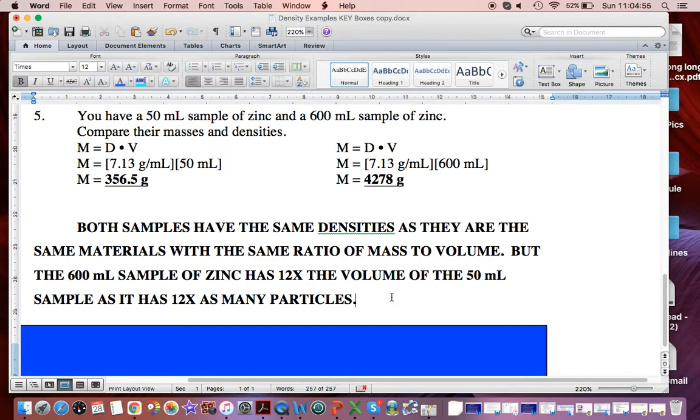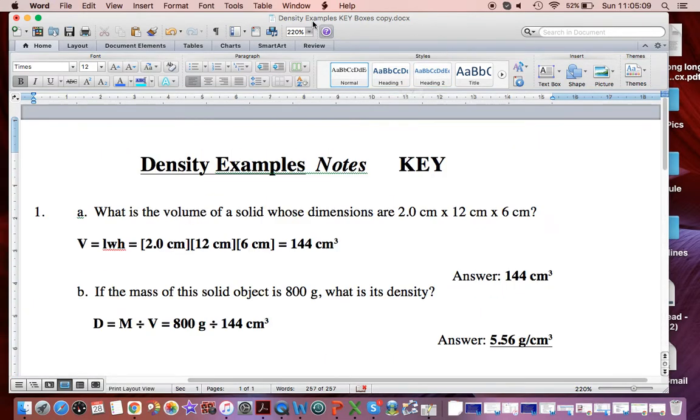So hopefully that's making sense, and that will get you rolling on the density early practice questions. If you need to pause it so you get it all copied out, and review if necessary. So that's how you do the density examples.